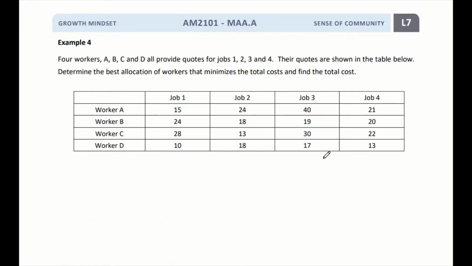Alright, example 4. Four workers A, B, C, D all provide codes for jobs 1, 2, 3, and 4. So their codes with the cost here is shown in the table here. So determine the best allocation for the workers to minimize the total cost, and you need to find the total cost. Alright, so we are going to use Hungarian algorithm to help us to solve this question.